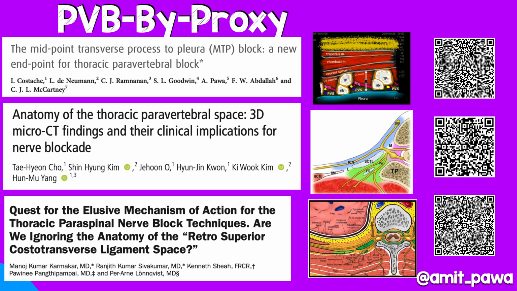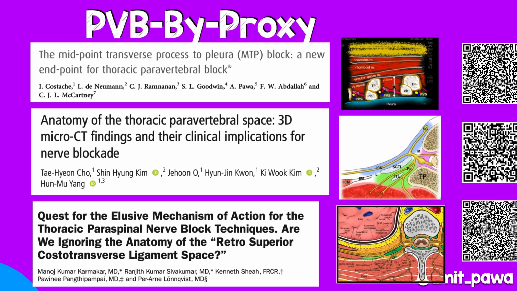But here the idea was, if you injected into that intertransverse tissue complex, you may well be above the superior costotransverse ligament. But we now know, because of some detailed anatomical studies and CT studies, that there are medial and lateral slits that can allow local anesthetic from that retrosuperior costotransverse space to get down in towards the ventral part of the spinal nerve and into the paravertebral space.